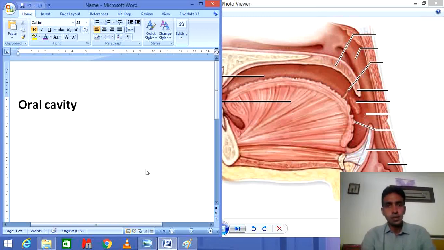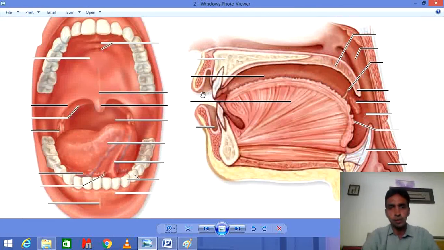The oral cavity extends from the lips to uvula. This part of the oral cavity, which you can see in the diagram, is called uvula. These are called lips, and this is called uvula.